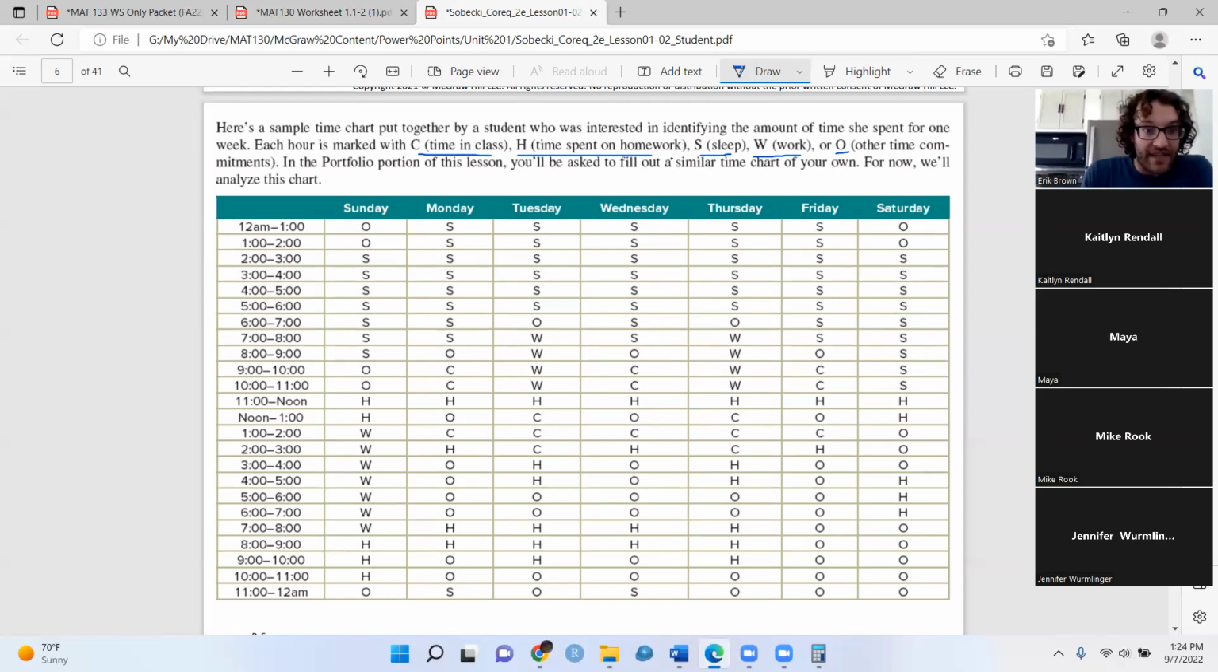And notice that we've taken a week's worth of time. So here's the 7 days in a week, and we've listed them out. So 1, 2, 3, 4, 5, 6, 7. And then we've broken them down into 1 hour increments, and started at 12 a.m. and ended at 12 a.m. again.